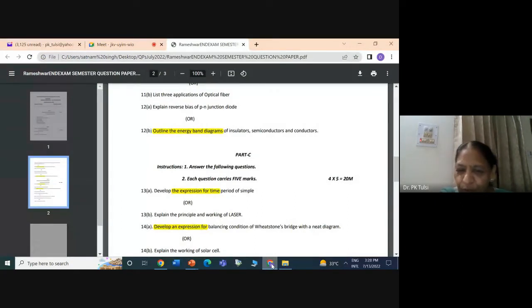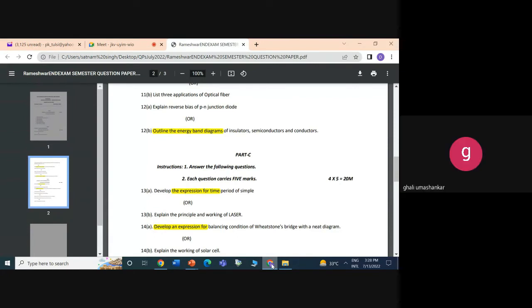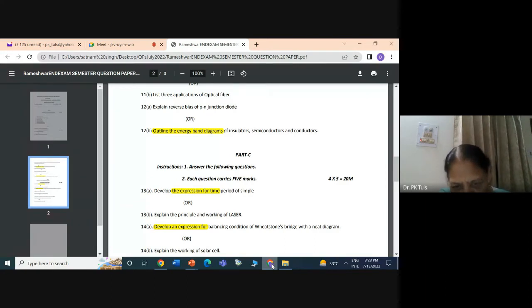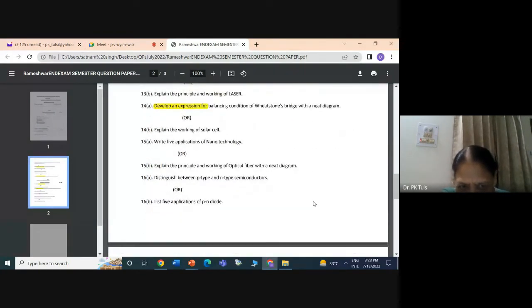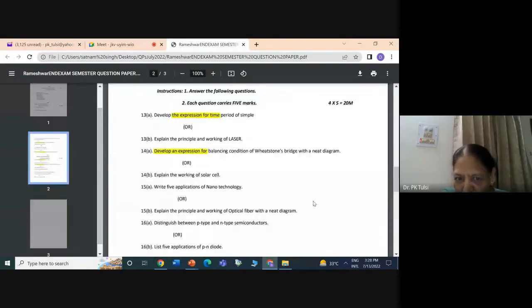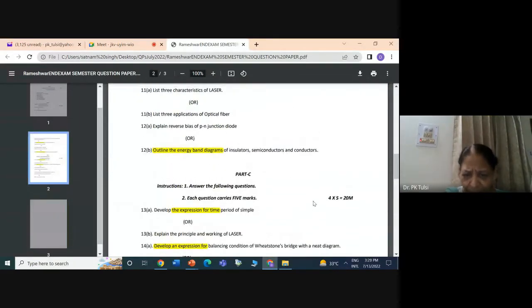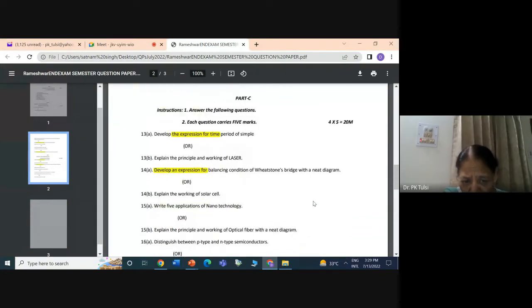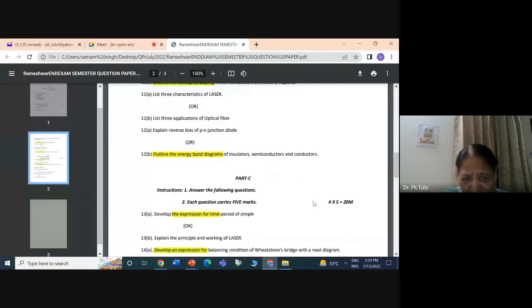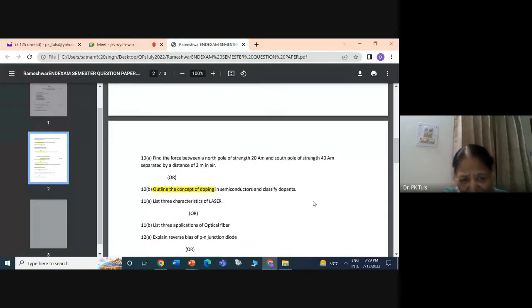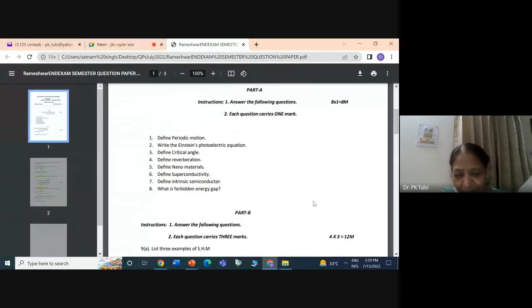So even the student is not going to develop the expression. He is going to write the expression or explain the expression or describe the expression for time period of simple pendulum. Then explain the principle. Develop the expression. Again, this is a mistake made here. And what I found in your paper, so many choices have been given to the learner. 13A, 13B, 14A, 14B, 15A, 15B, 16A, 16B, similarly 11A, 11B, in all of them. Why so many choices have been given?